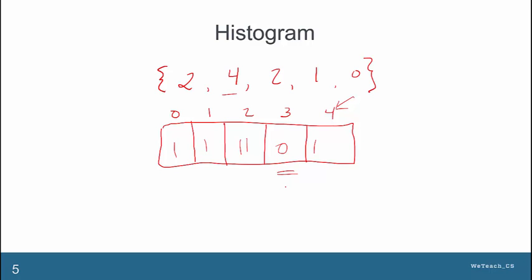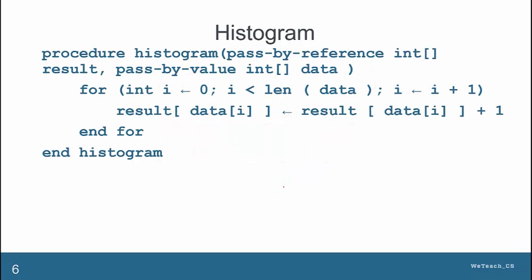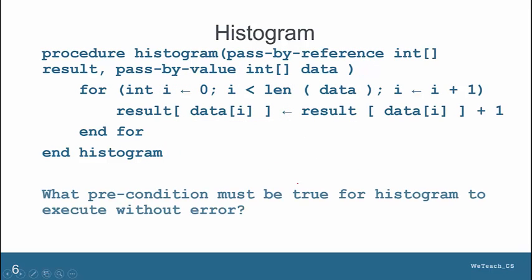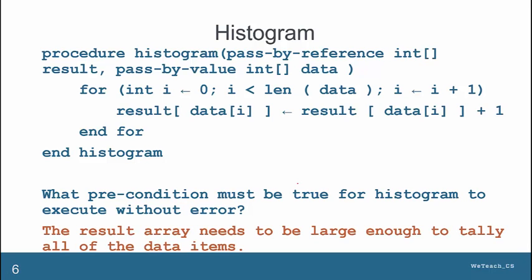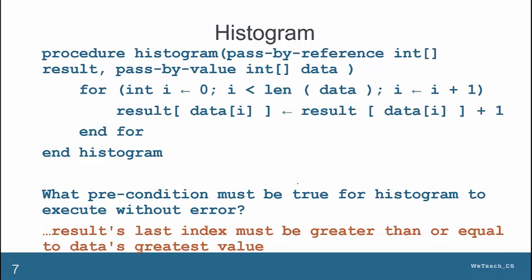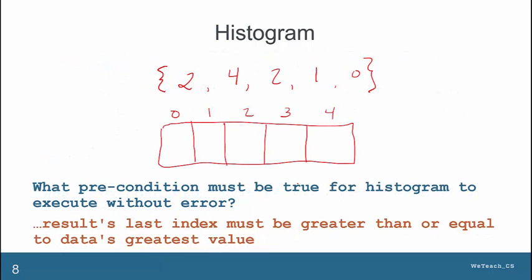list. So the question is, what precondition must be true for the process to execute without an error? And the intuitive answer is that the result array needs to be large enough to tally all of the data items. There needs to be a place for each of those values. The specific answer is that the result's last index or position must be greater than or equal to the largest data item in the array. In our data set, the largest value is 4, which requires that our result array have a position 4 in order to tally that value.